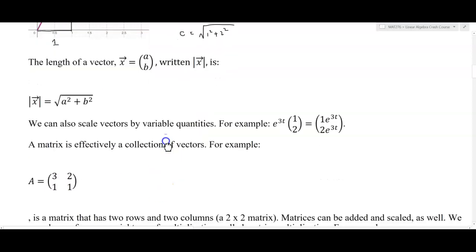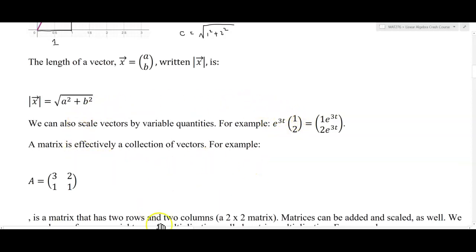So we said we can scale vectors, but it doesn't have to be by a constant. The scalar could be a function. By scalar, we just mean it's a number, and e to the 3t, even though it's a variable, is still just a number. So if we scale the 1, 2 vector by e to the 3t, we're going to scale both of its components by e to the 3t, just like when we multiplied the vector by 3.